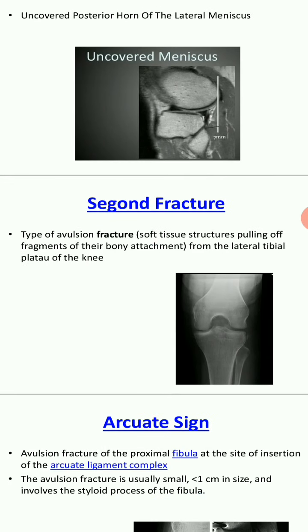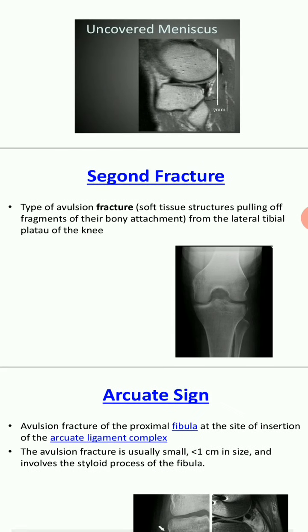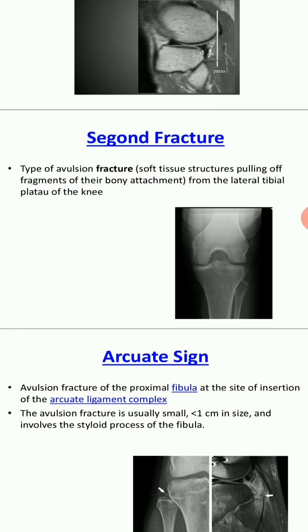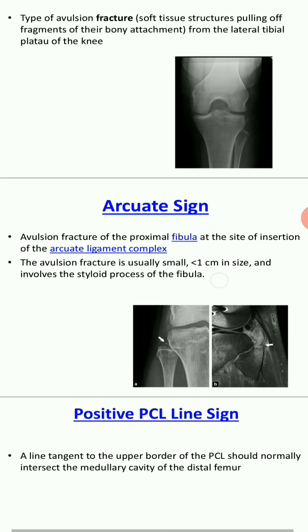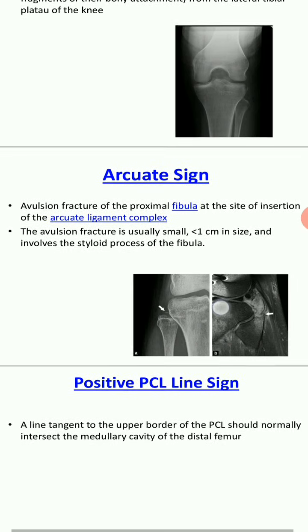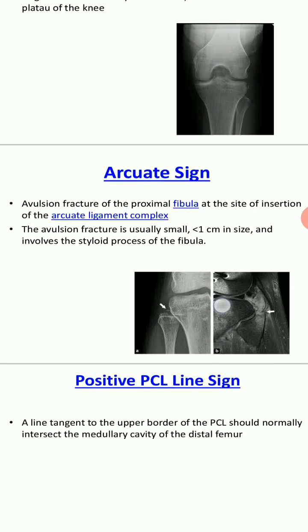Coming to another interesting point, that is the Segond fracture. This is an avulsion fracture from the lateral tibial plateau of the knee. It also indicates an ACL tear. Coming to the arcuate sign, it's an avulsion fracture of the proximal fibula, whereas the Segond fracture is an avulsion fracture from the lateral tibial plateau. So whenever we see these signs on X-ray, we should also think that there can be an ACL tear.